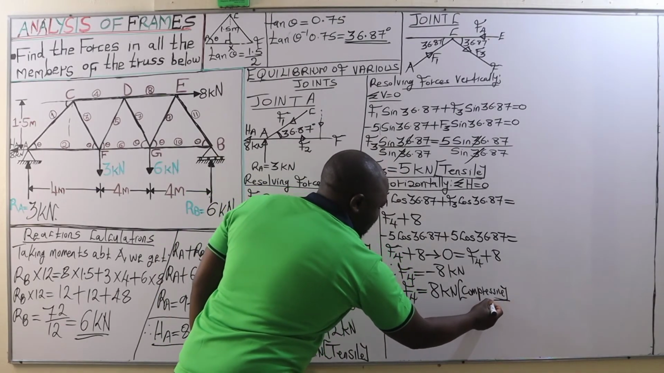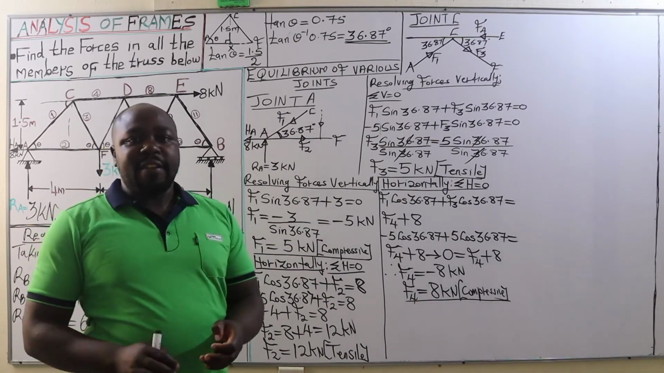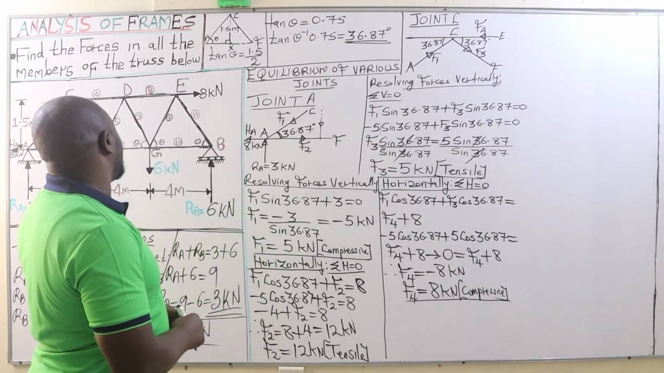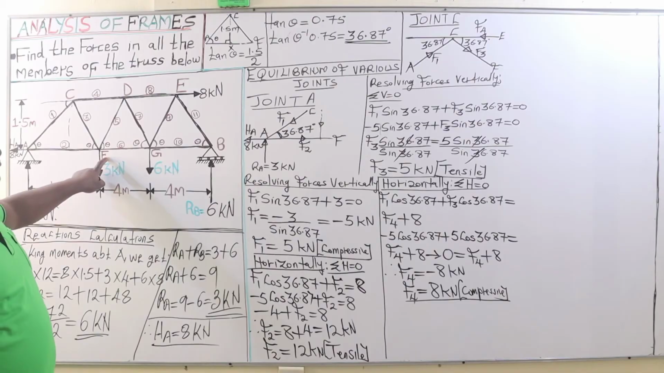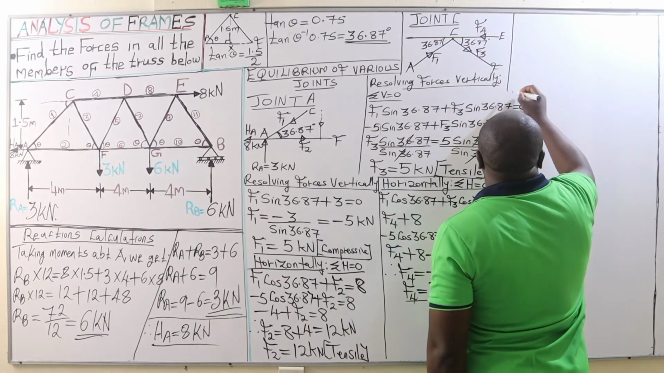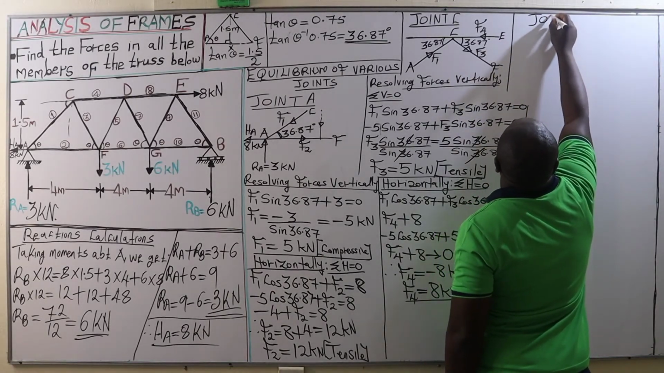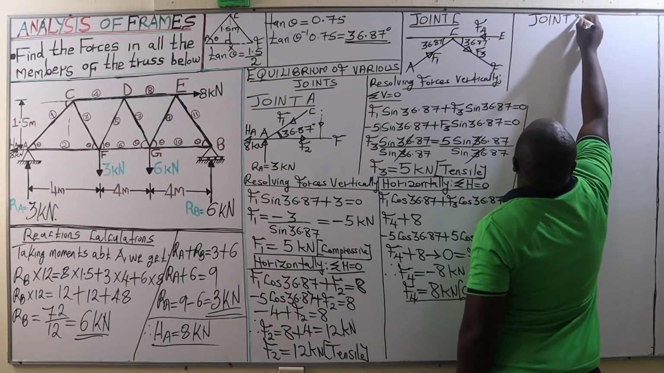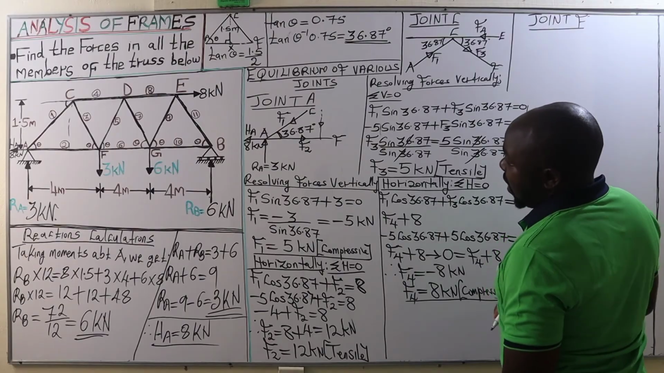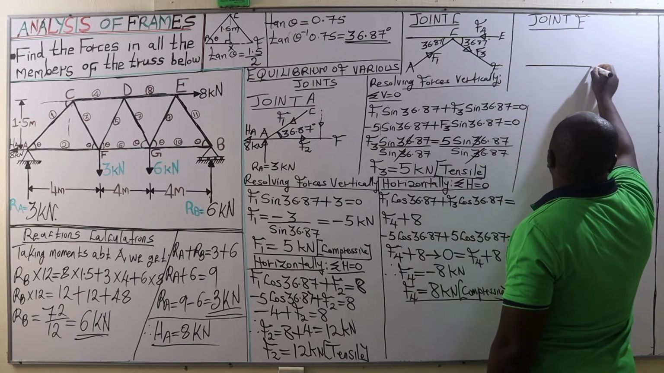So, ladies and gentlemen, we are done with joint C. Now, after completing joint C, we are going to the next joint, which is joint F. Therefore, we go to joint F, and I am going to plot it here. So, joint F has got the following members.